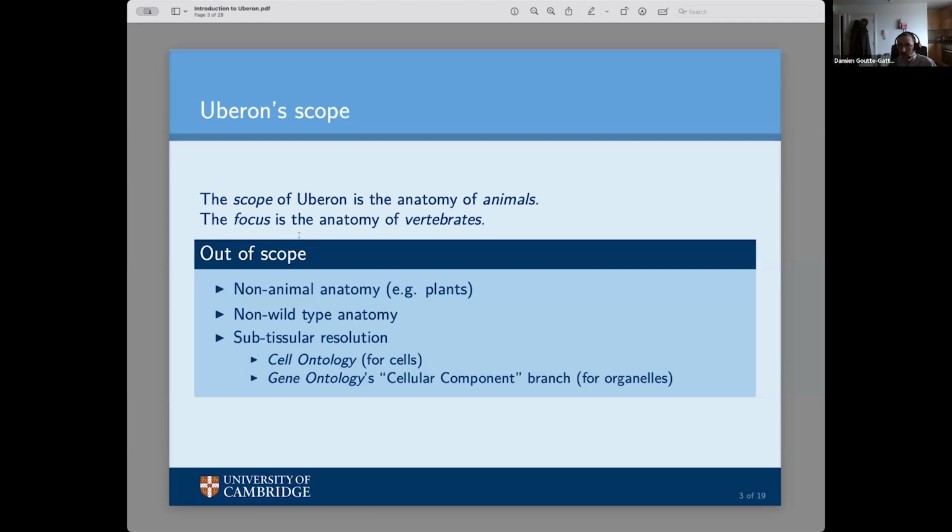And also out of scope is anything beyond the resolution of the tissue. So if you need to describe things at the level of individual cells, then most likely you will rather use the Cell Ontology. And if you need to go even deeper than that and describe things at the level of organelles, then most likely you would rather use the cellular component branch of the Gene Ontology rather than Uberon.